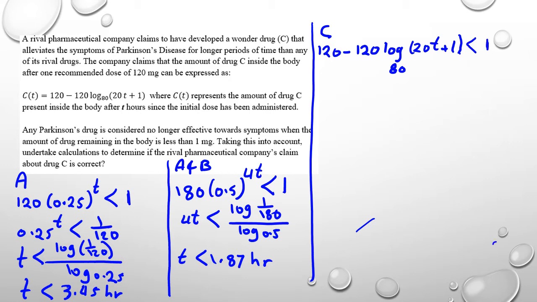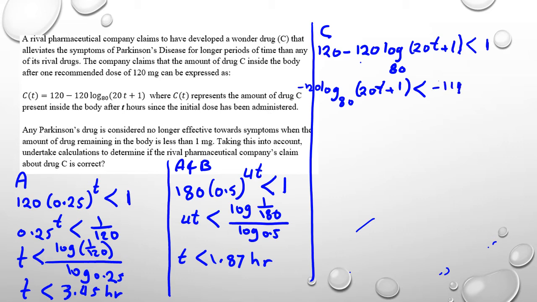So the first step is rearranging. So we will have log 80, open a bracket, 20t plus 1, because we want to have the term that has the unknown on one side of the equation. So 1 minus 120 gives me negative 119. And then I would divide by negative 120. I'll keep that negative 120 for now.